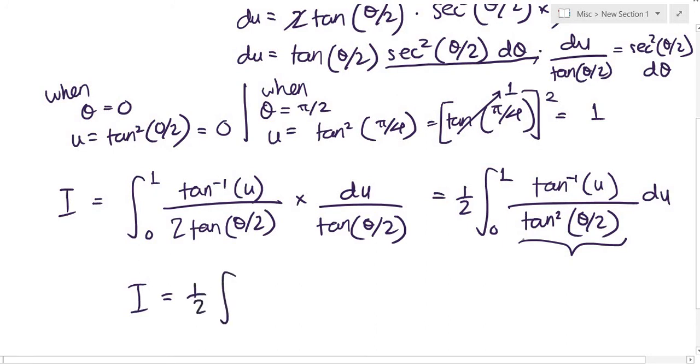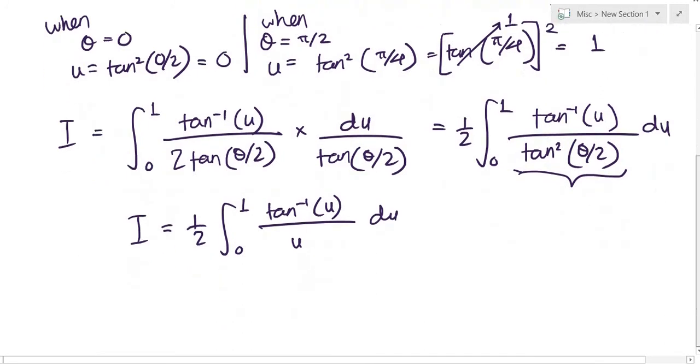It's because we not only have a linear term in the argument of the inverse tangent, but we also converted everything into a much easier form that we can work with. So we have the integral from 0 to 1 of the inverse tangent of u over u, because tan squared theta by 2 is u, and we have a du. Well, wow.